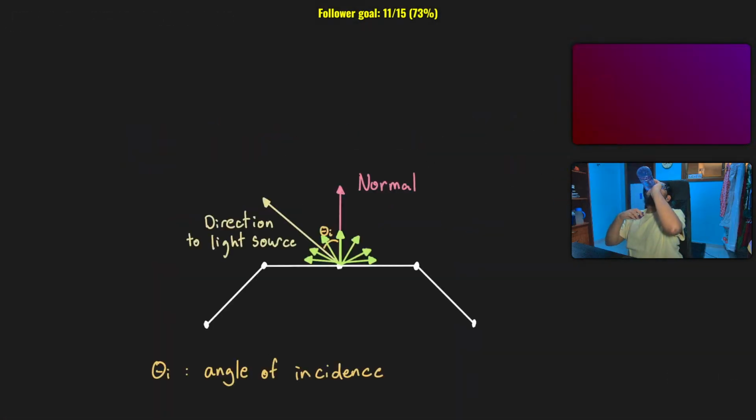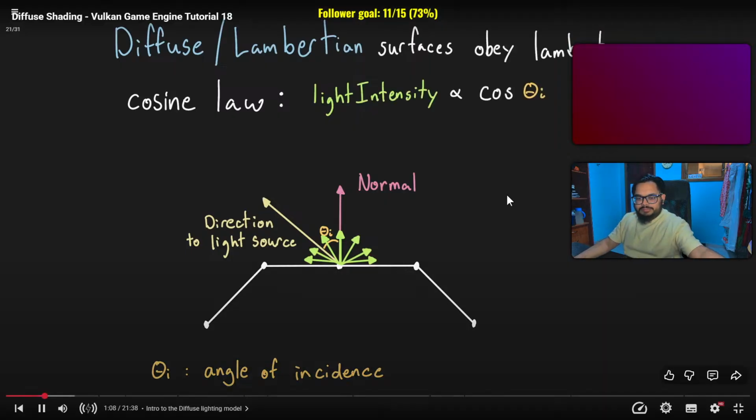On the other hand, a perfect Lambertian surface would scatter an incoming light ray equally in all directions. Lambertian surfaces obey Lambert's cosine law, which states that the color of a surface is proportional to the cosine of the angle between the surface normal and the direction to the light source.